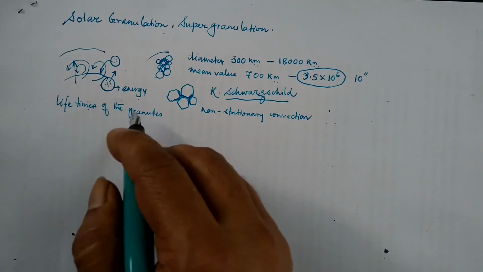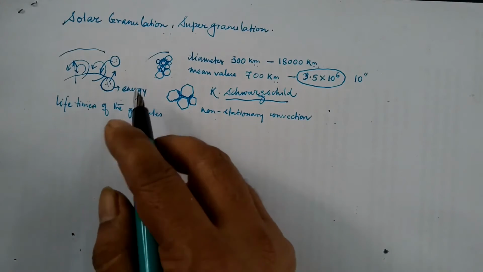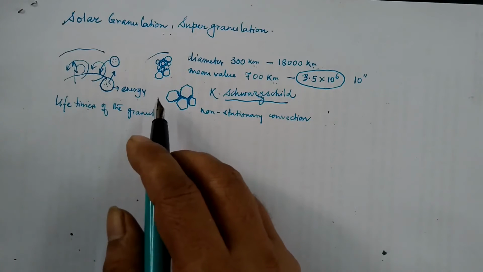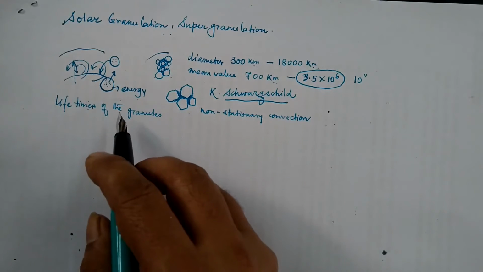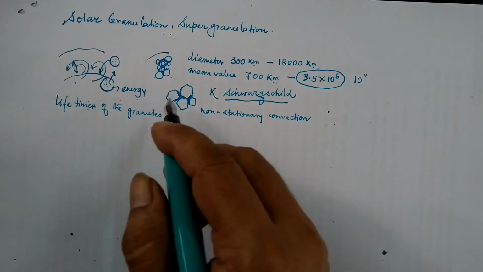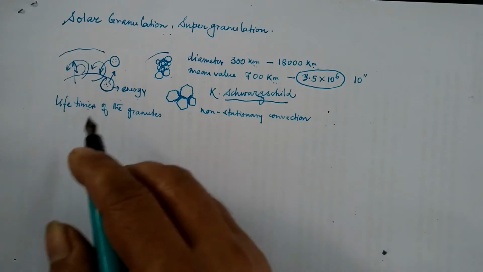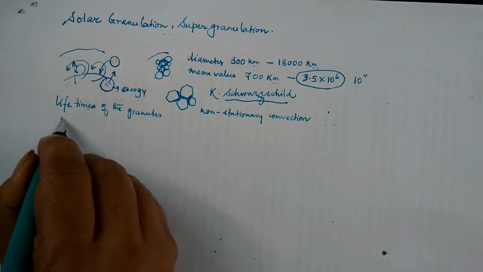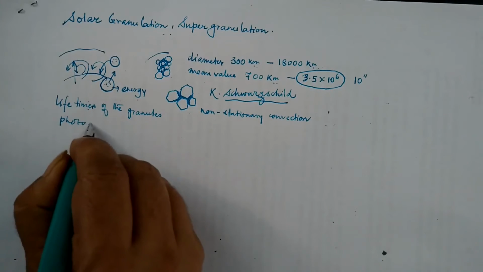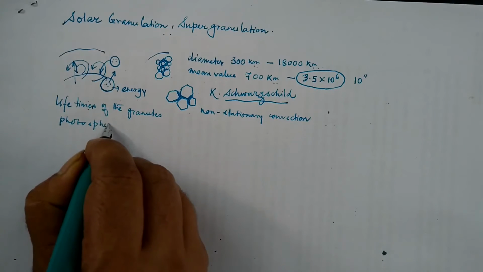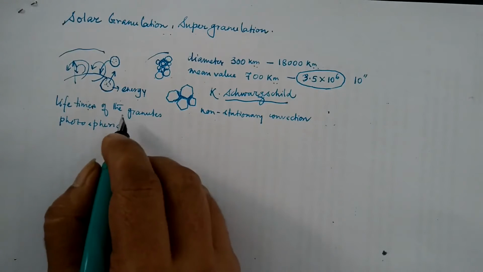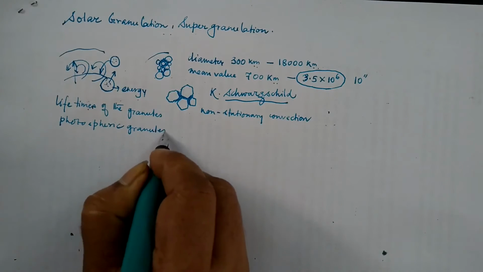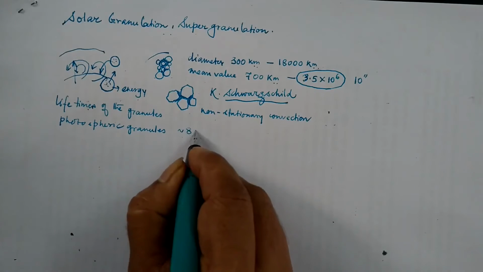Now the lifetimes of these granules in the different regions of the solar disk are different. Okay. So there are photospheric granules. The photosphere being the white region, the photospheric granules have an average lifetime of about 8 minutes.